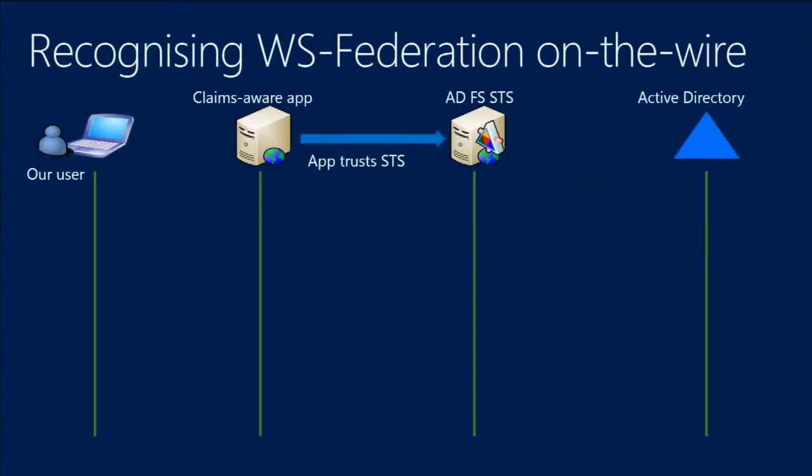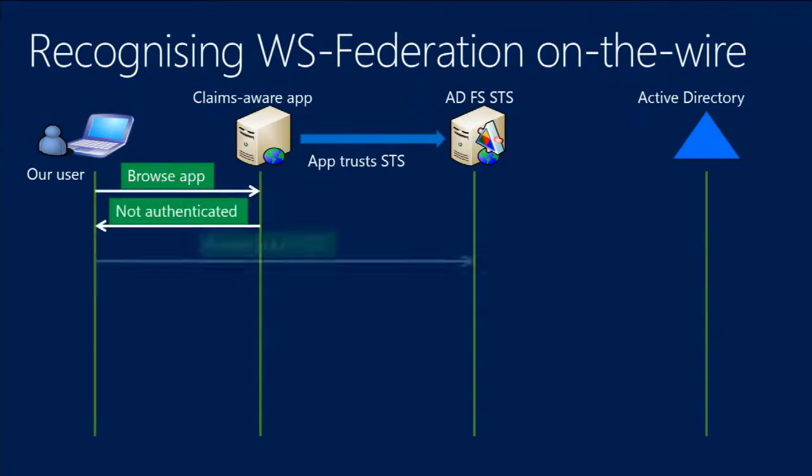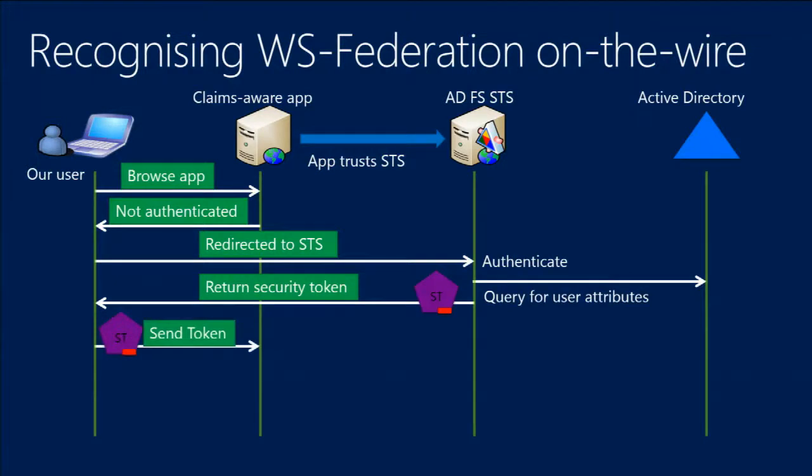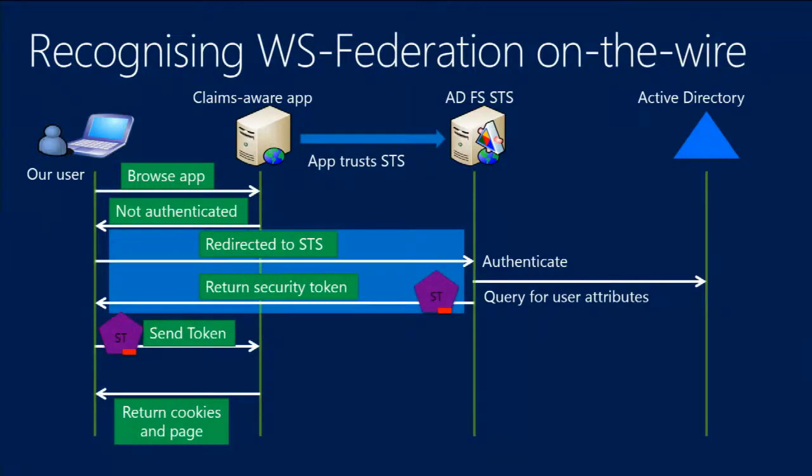So how do we see WS-Federation on the wire? Well, we've been through this, but we went through it previously with a partner. What I want to do is this: we hit the claims aware app, we're not authenticated, we redirect to the STS, and we authenticate, we get our security token back, we present it back to the claims aware app, and we render the page and return some cookies. And what I want to do is look at that piece there specifically.